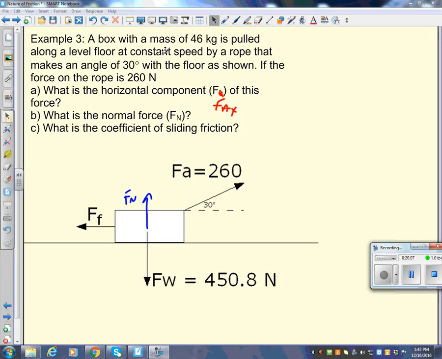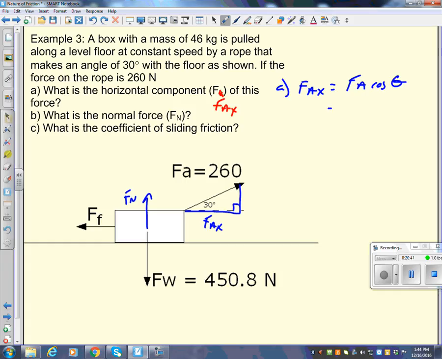But keep in mind, first of all, let's deal with part A. Part A says, what is the horizontal component of this force? So that's actually pretty easy. I think I've already shown you this. FAX, in this triangle right here, grade 9 trig, the FAX is adjacent. And which one of the three trig formulas has adjacent in it? Cos. So FAX is going to be FA cos theta. So in this case, that's 260 times the cosine of 30.